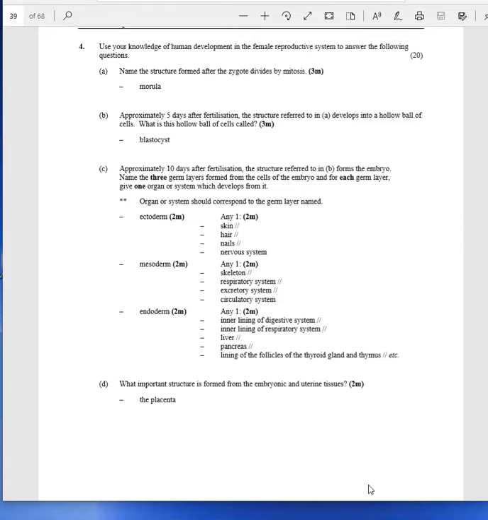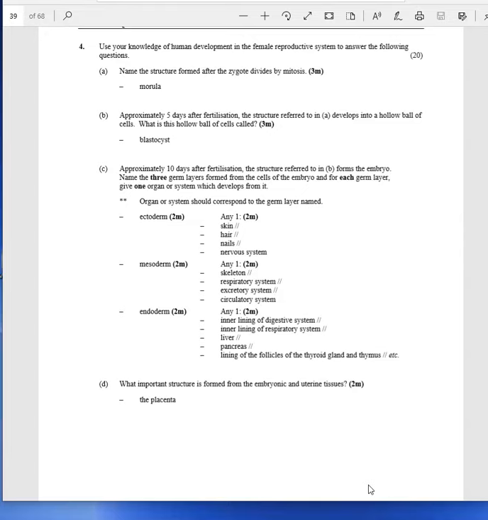Alright, so you have sperm meet egg, made a zygote, which is one cell big, then it keeps dividing and makes a structure which looks like a berry, which is called a morula, and then that keeps dividing and dividing and forms the next stage, which looks like a hollow ball, and that's called your blastocyst. So that's your answer for part B. It says approximately 5 days after fertilization, the structure develops into a hollow ball. What is that ball called?